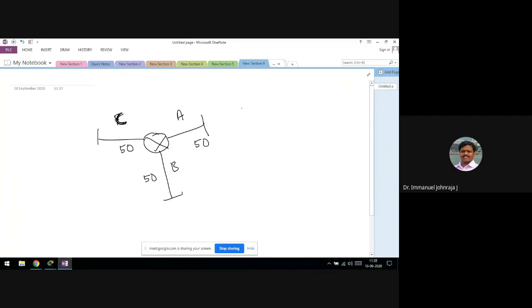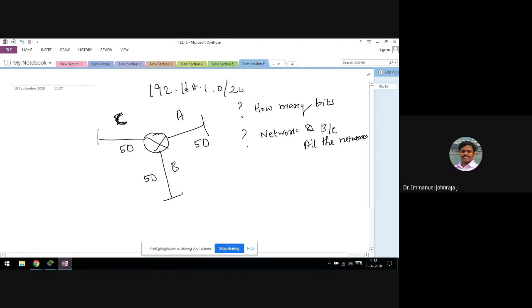Now the first question, you may note down: how many bits are to be borrowed? And the second question is, you have to write the network and broadcast address of all the networks. The given IP is our own famous 192.168.10/24. This is the question I post to you. Now you can work out the answer.